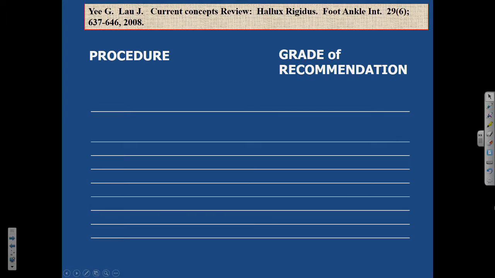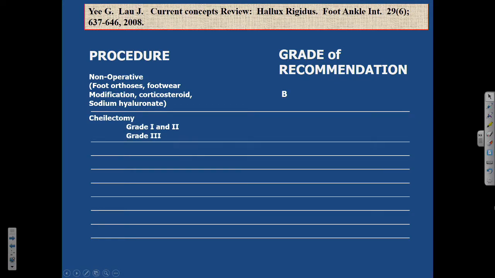So if we look at the lack of rigorous scientific data to support many of our decisions, let's look specifically at the subject of hallux limitus for a minute. If we look at grades of recommendation, we find that non-operative management has a B recommendation. Cheilectomies have B recommendations for grade 1 and 2 hallux limitus, and we don't have any real vigorous data to support decision-making for grade 3.